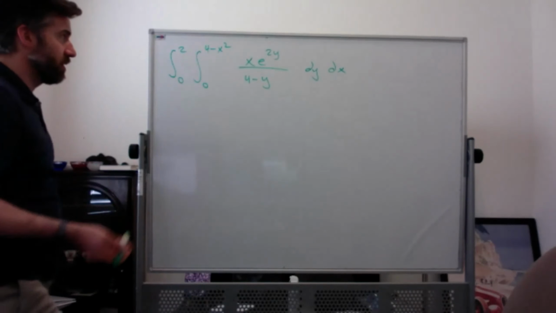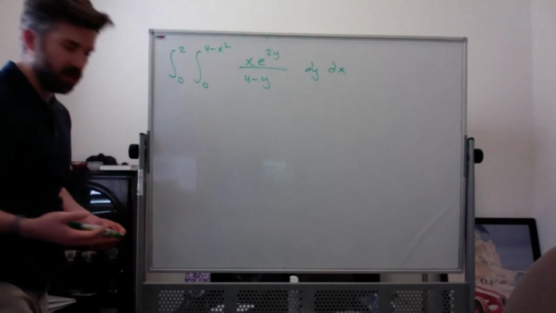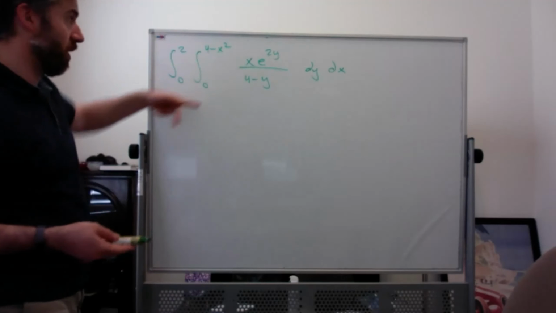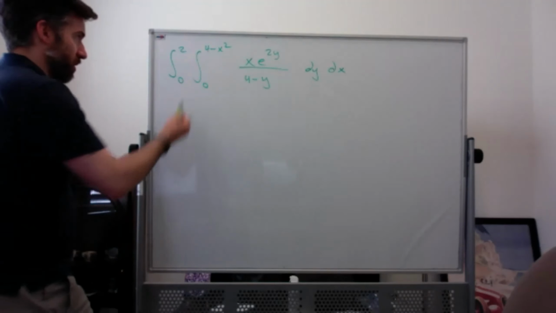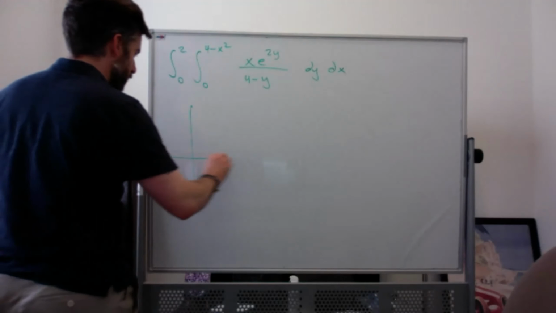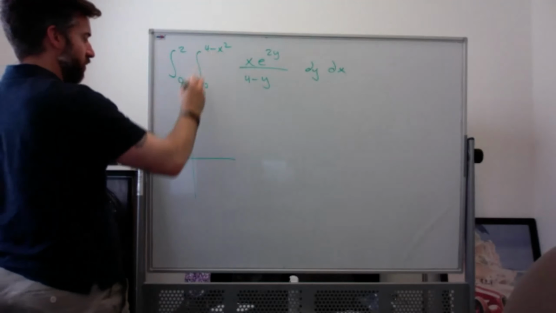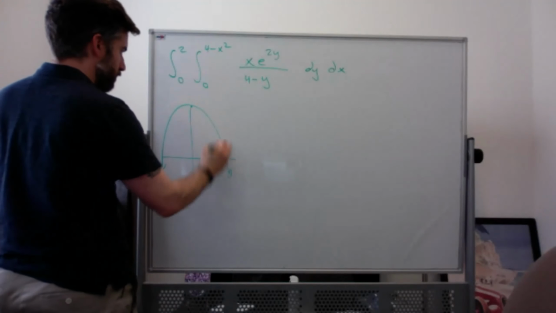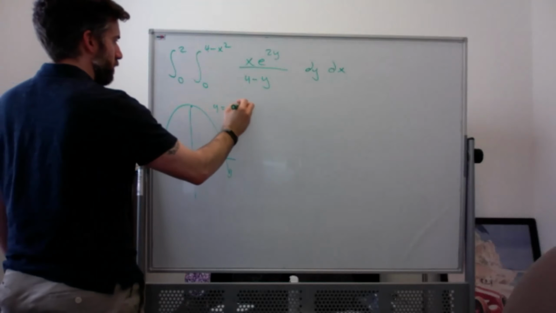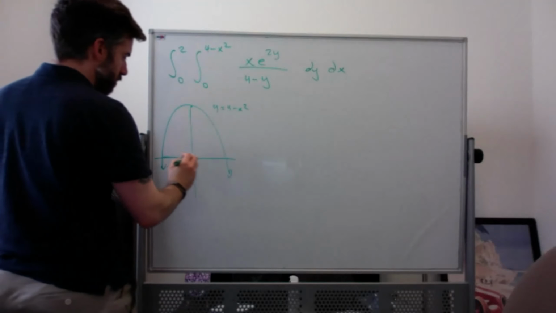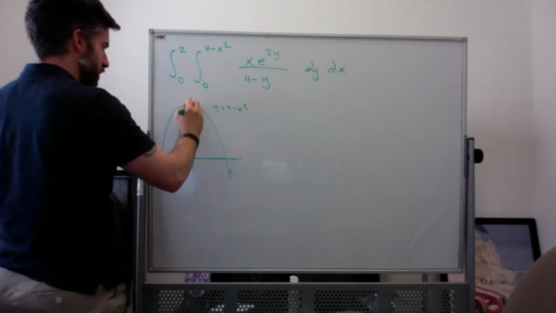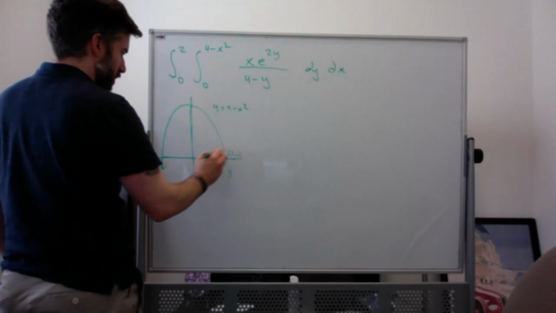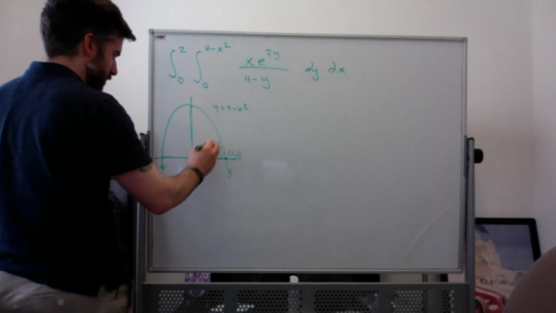So I'm going to graph this region here. And again, you don't have to graph it by hand. You can use Desmos, but we can also graph it by hand. So let's see, we've got y equals 4 minus x squared. I've got y equals 0. I've got x equals 0, and this point here is x equals 2. So I'm looking at this region here.